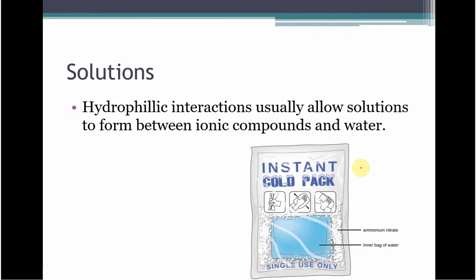Now, if you have a hydrophilic interaction, whether you've got the dipole-dipole, hydrogen bonding, it doesn't matter, one of those is almost guaranteed to allow the solution to form. And that's because you have nice ionic compounds, water, they're both polar, and so they can interact.